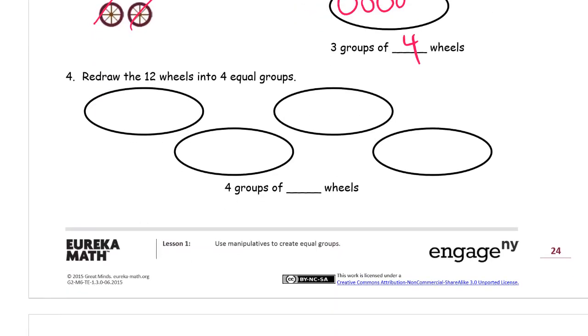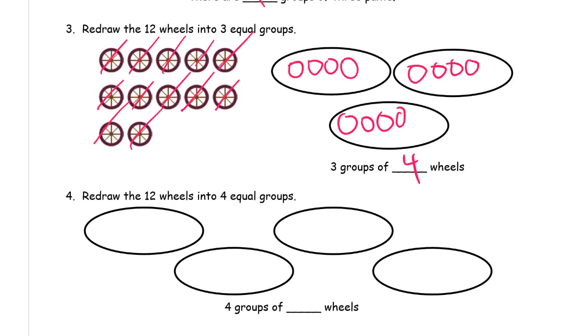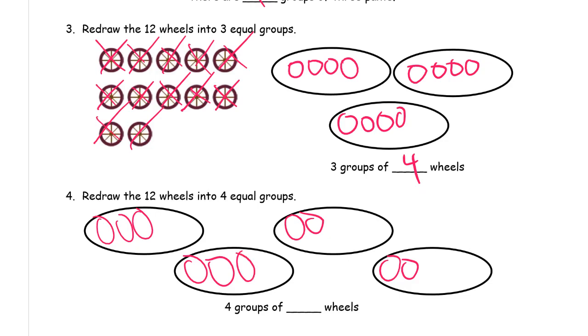And finally, redraw the 12 wheels into four equal groups. So now I'm going to cross them off a different way to figure this out. So we need that one. That one, that one, that one. And I'm doing them one at a time just because I want to keep the groups equal. There's another way to do this. You can just guess and check. That one, that one, that one, and that one. And now we have one, two, three, four groups of three wheels in each group.